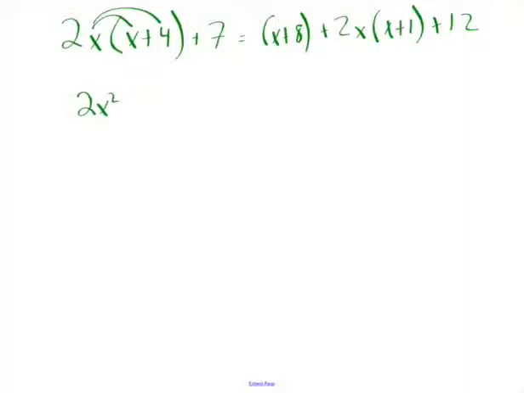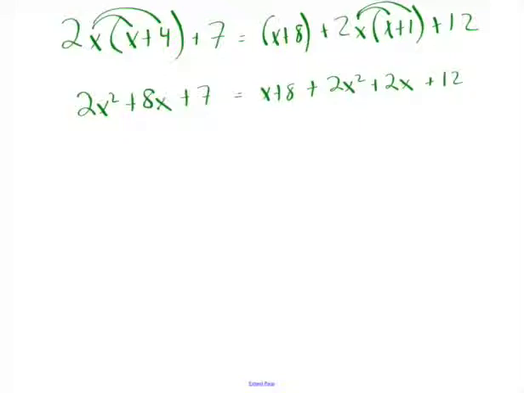2x times positive 4 is going to give us positive 8x. Then we have a plus 7 on the outside of the parentheses and an equal sign. On the other side of the equation, we have our x plus 8. And then in this parentheses, we need to distribute the 2x. So we're going to have a positive 2x squared. And then the 2x times 1 will give us another positive 2x. And then we have a plus 12 on the outside.